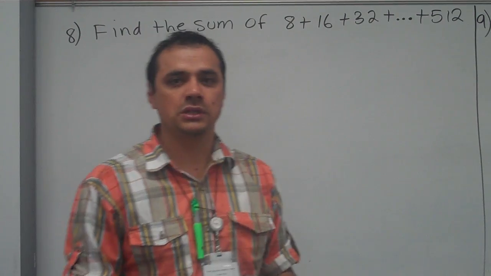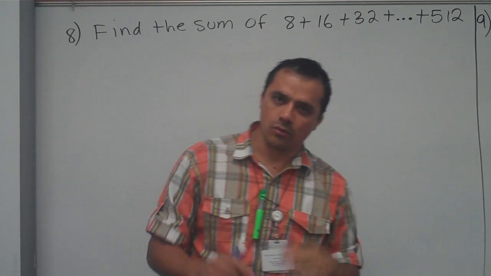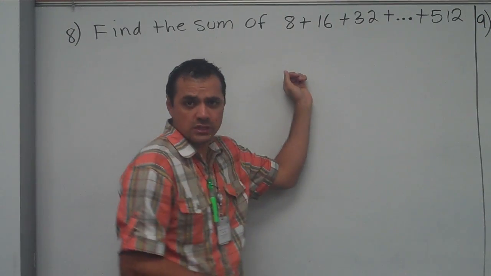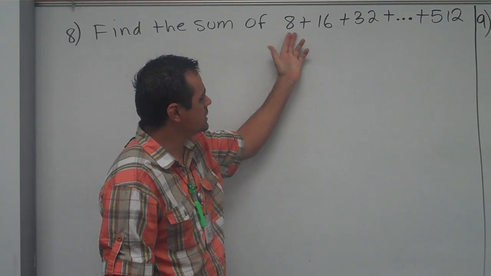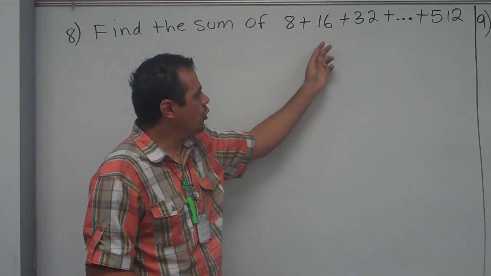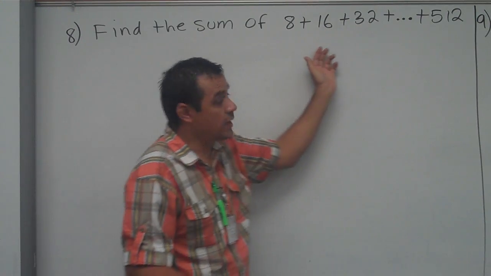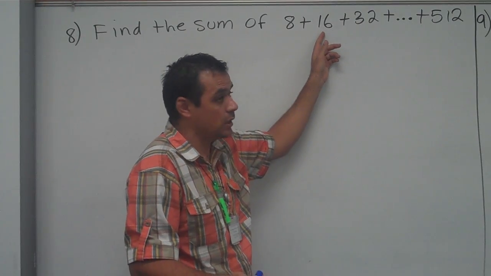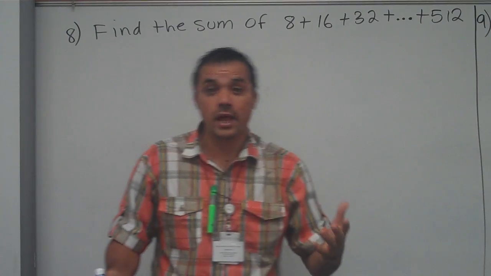Remember, we have two types of sequences that we're working with: it's either geometric or arithmetic. So let's figure out what this one is. Let's look at our first terms. Our first term is 8, and our second term is 16. If we subtract 16 minus 8, that gives me 8. Then I go 32 minus 16, and wait a minute, that's not 8, right? So we know this is not arithmetic.